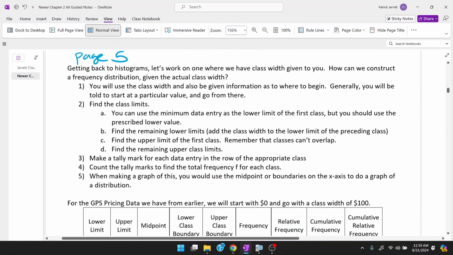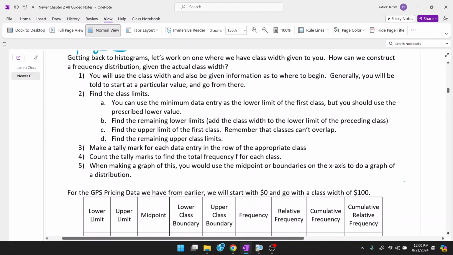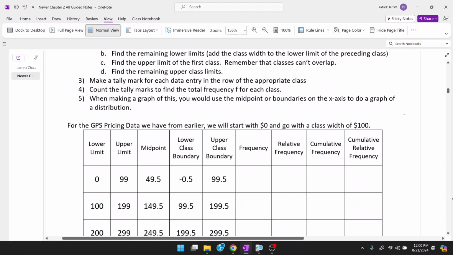Back into histograms. Now, the good thing is we're going to use the data that we have and figure out, given the actual class width, what's going to happen here is you'll be given the class width and also be given information as to where to begin. So for this data, we are going to start with $0 and go with a class width of $100.